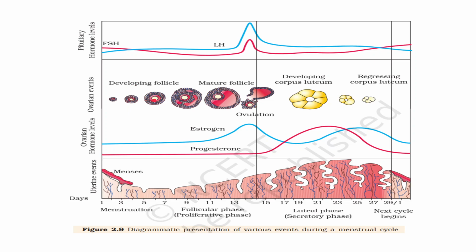Primary will be converted into secondary, secondary into tertiary, tertiary into Graphian. Graphian is the mature follicle. அப்போ ஒரு ஸ்டேஜ்ல நம்மளுக்கு என்ன இன்க்ரீஸ் ஆகுது? Number of granulosa cells keep on increasing. That is what we can see.